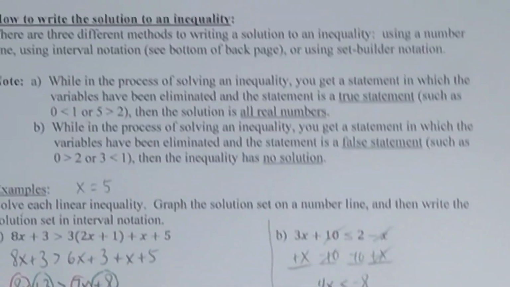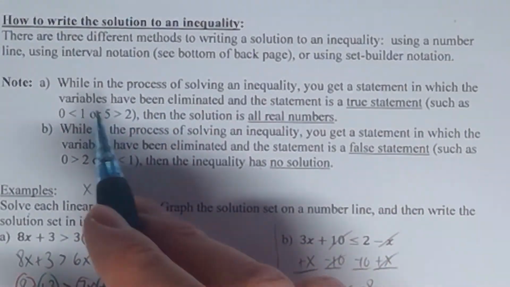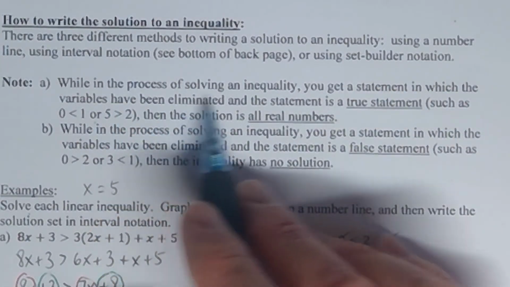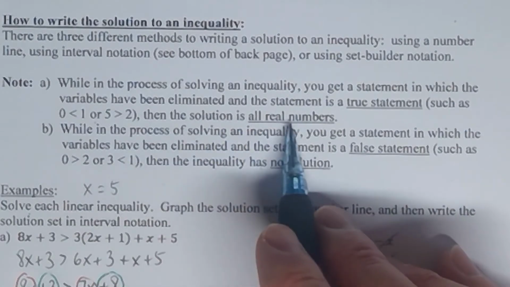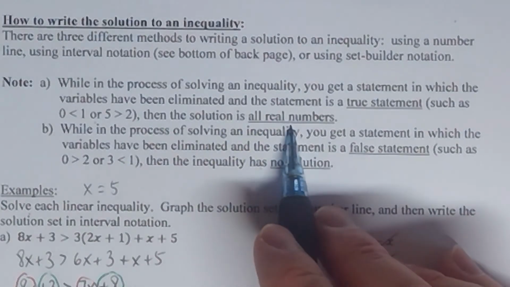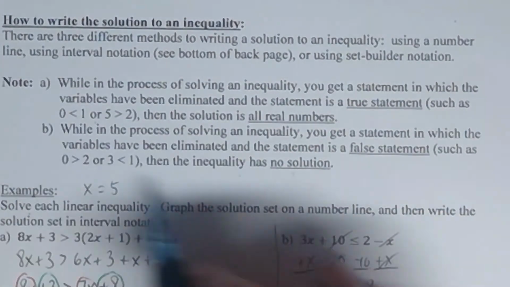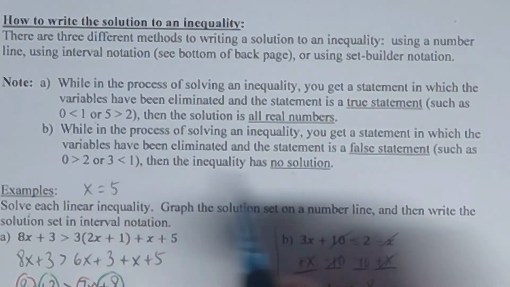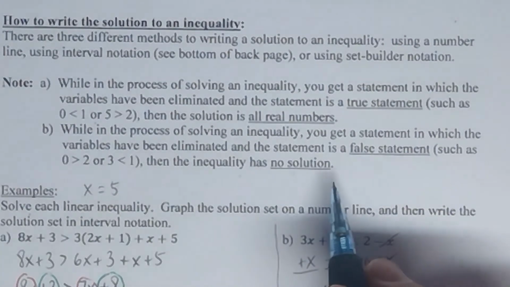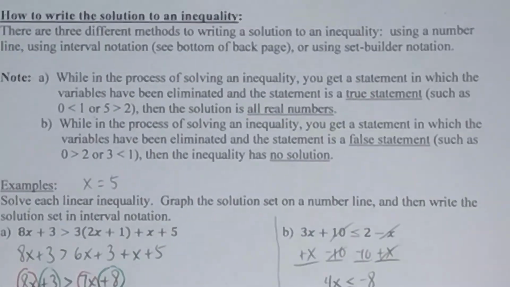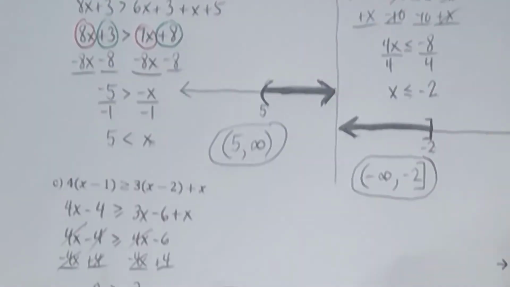By the way, there's some additional direction on that. Not that I didn't already say everything you needed to know, but just so that you can see it written down right here. If the variables eliminate themselves and the statement is true, then it's all real numbers when you have a one variable inequality. If it had been false, it would be no solution. So all that's written down right here. You don't have to write down those additional notes. All right, so that is how you solve a one variable inequality.